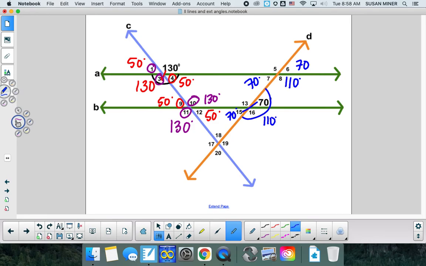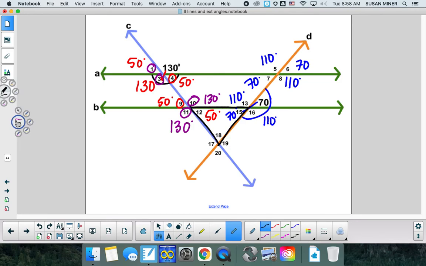Angle 5 is straight across from angle 8. They have to match up. And angle 13 is across from angle 16. It has to match up. And so now I've found all of those missing sides. How do I get down here, though, to 18, 17, 18, 19, and 20? Well, I have to recognize that these 3 angles here are a triangle.